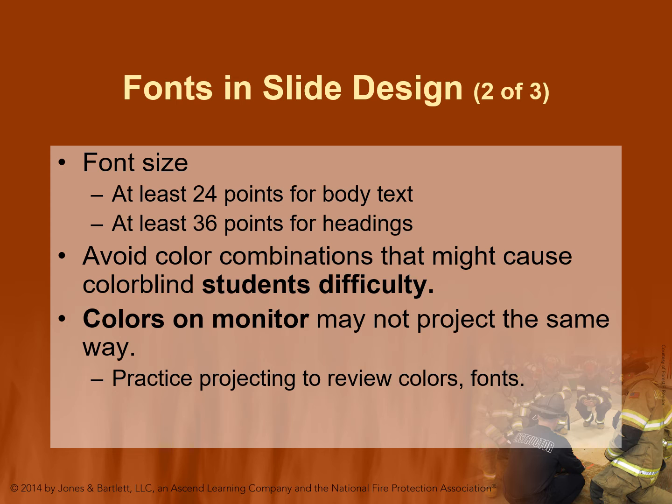Font size at least 24 point for the body, 36 for the headings, again for readability. Avoid color combinations that might cause colorblind students difficulty. And also, certain colors against other colors can be very distracting, such as a blue and a bright yellow, or a blue and certain colors of red that just have a distracting appearance. So we want to avoid those. Practice projecting to review colors and fonts. So you build it, project it, and then see how it looks. If it looks awful to you, it's not going to look good to everybody else.